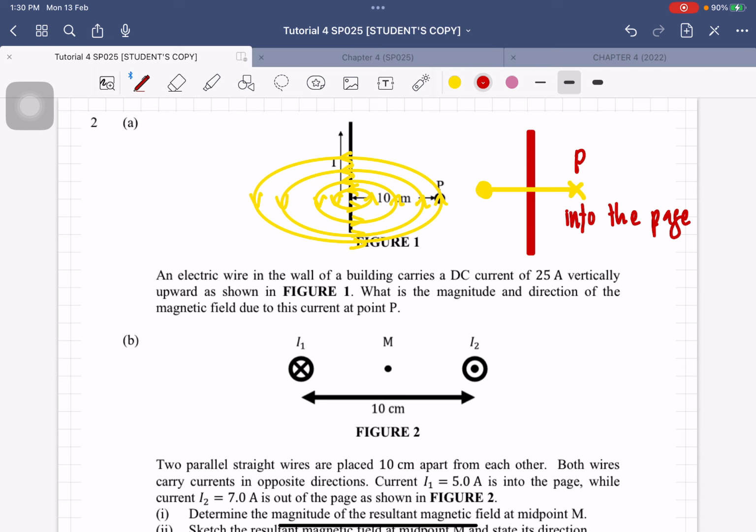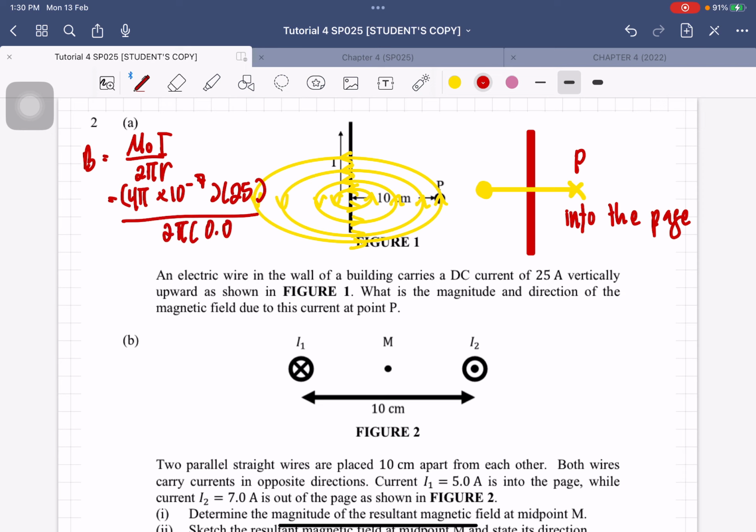Next, for the magnitude, we calculate B equal to mu naught I over 2 pi R. So this is 4 pi times 10 to the negative 7, then I is 25, and then divide by 2 pi, R is 10 centimeter, so that is 0.1. Sorry, 0.1 meter. So you will get the value of the magnetic field to be equal to 5 times 10 to the power of negative 5 Tesla. So the direction is into the page.